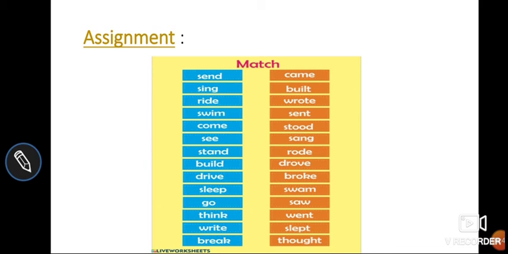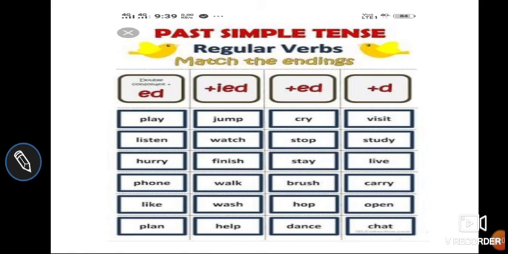This is a small assignment for you. You have to write and match these verbs from their base forms to past tense forms. Okay, try it out. Here's another work for you to practice past simple tense in the regular verb forms. So you have to match the words by ending ed or ied or d. So please try them and write them in your notebook.